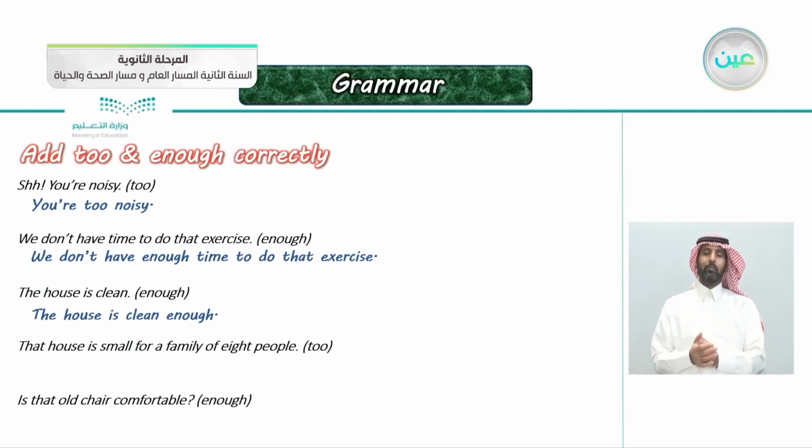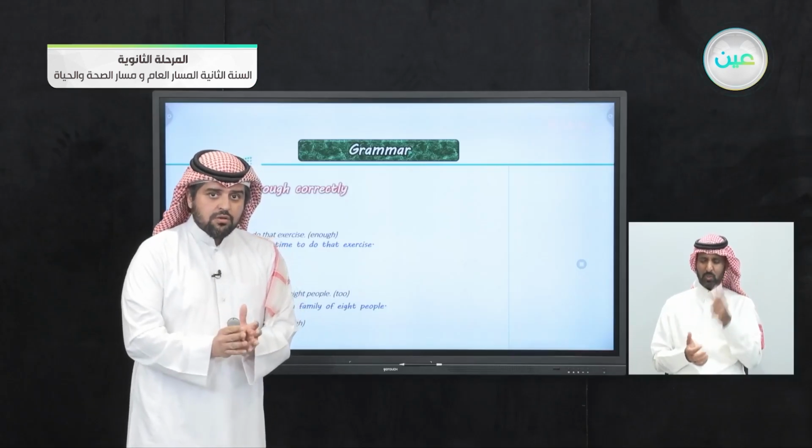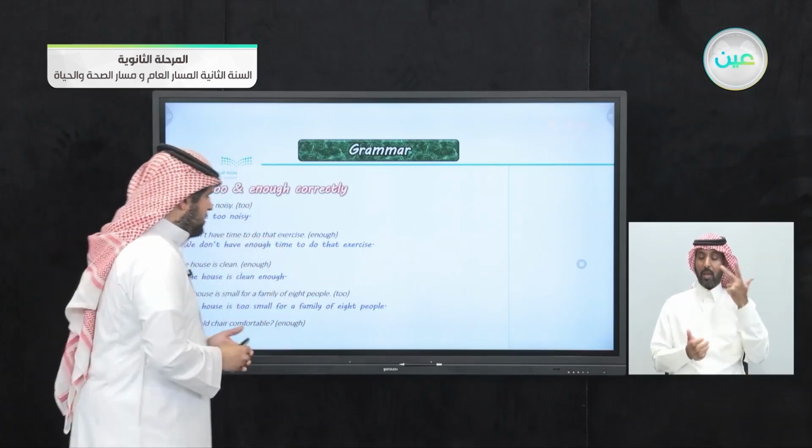That house is small for a family of 8 people, and we have the word "too". So where does "too" fit in this sentence? Let's check the correct answer. The house is too small for a family of 8 people, so they have to get a bigger house.